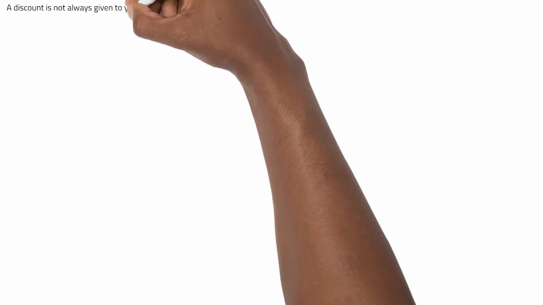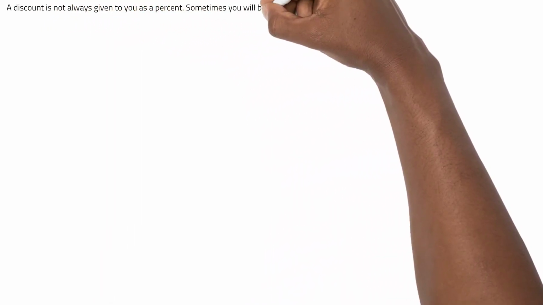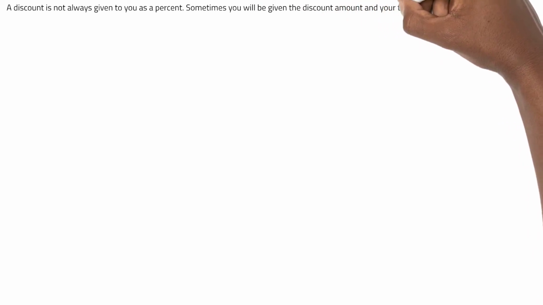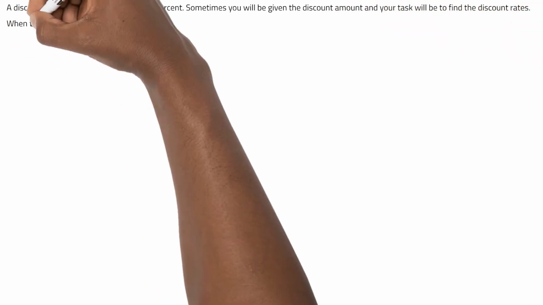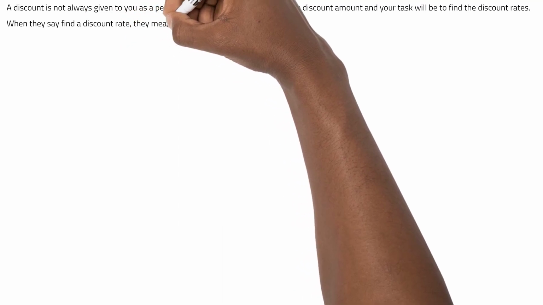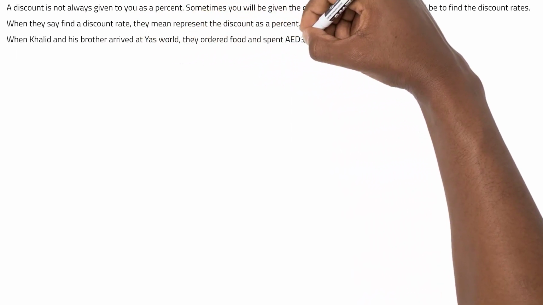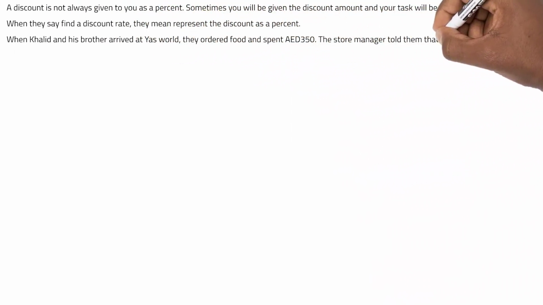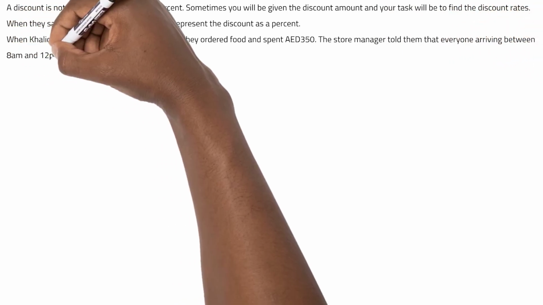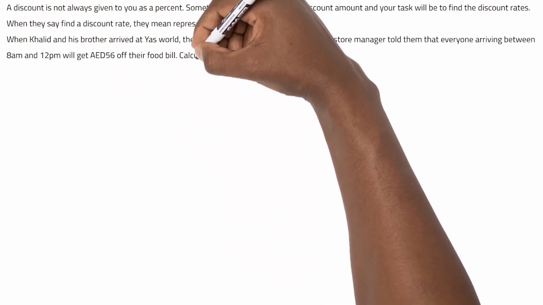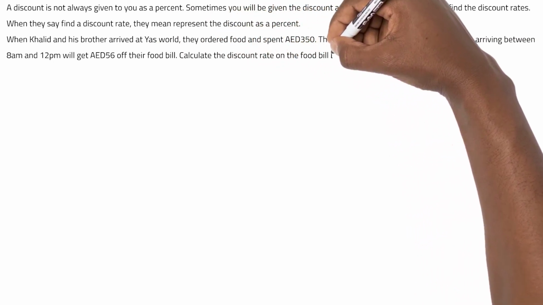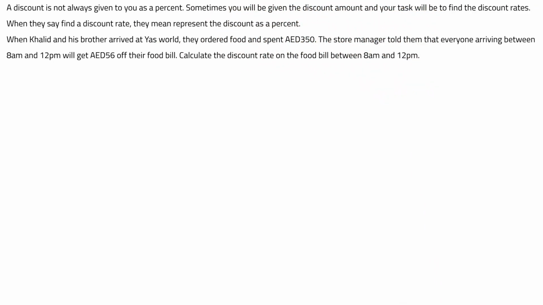A discount is not always given to you as a percent. Sometimes you will be given the discount amount and your task will be to find the discount rates. When they say find a discount rate, they mean represent the discount as a percent. When Khalid and his brother arrived at Yas World, they ordered food and spent 350 United Arab Emirates dirhams. The store manager told them that everyone arriving between 8 a.m. and 12 p.m. will get 56 United Arab Emirates dirhams off their food bill. Calculate the discount rate on the food bill between 8 a.m. and 12 p.m.